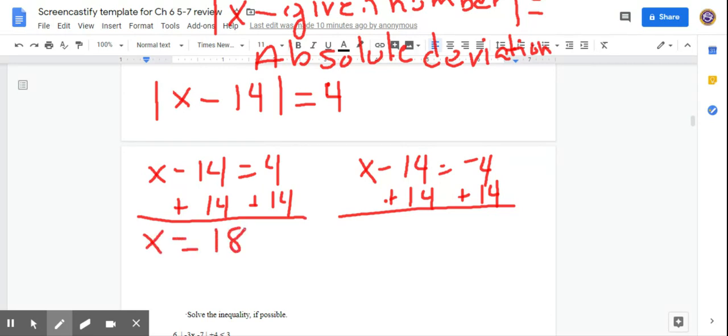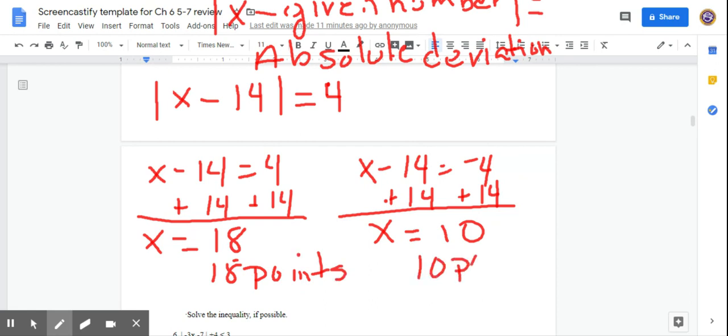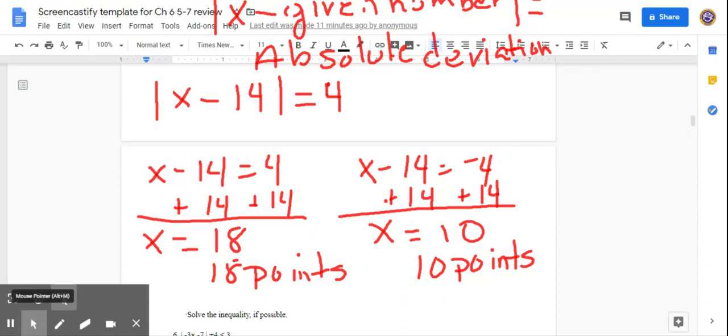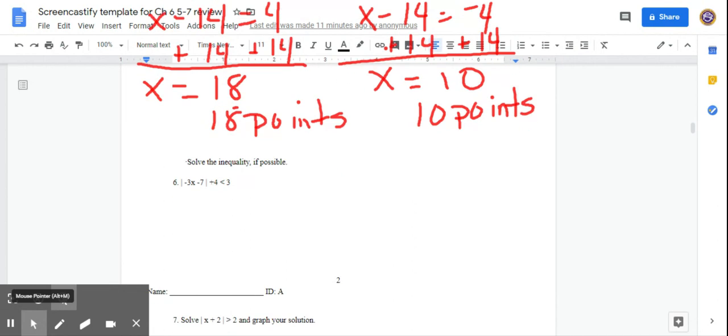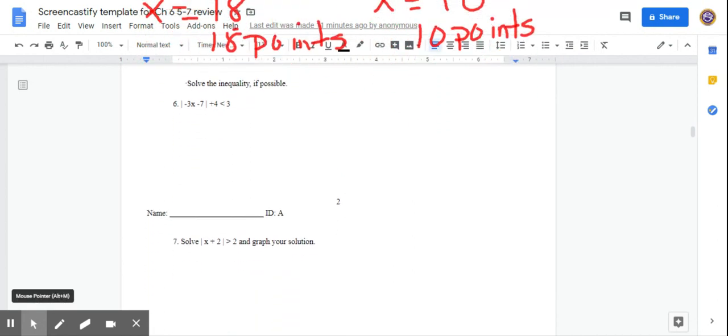So we get x equals 18, 4 plus 14, and x equals 10, 14 minus 4. So 18 points is the highest game, and 10 points was the score of the lowest game. Make sure to label your answer because it's a word problem. So you have to put down those points there. Awesome. Moving right along here, aren't we?